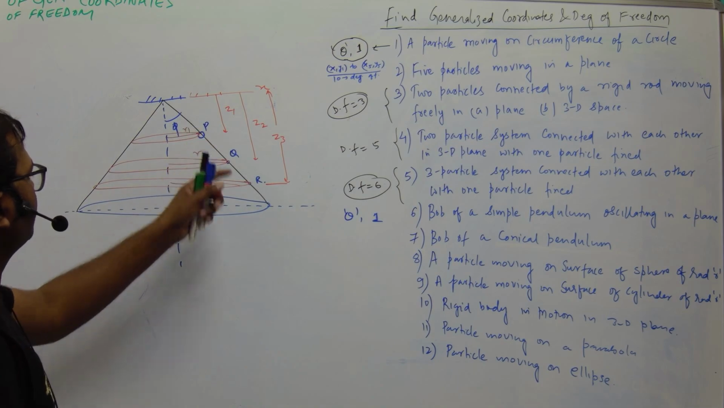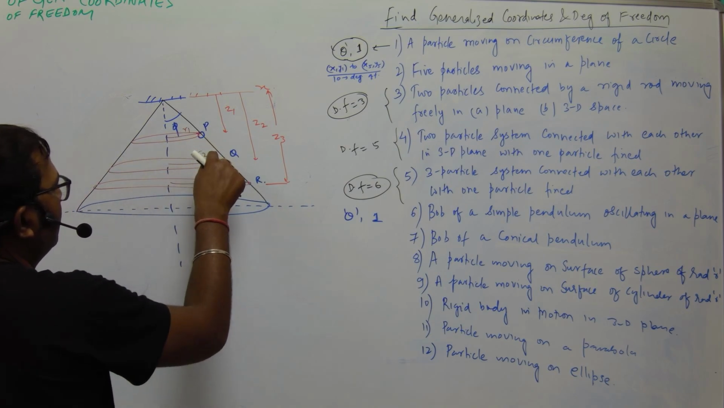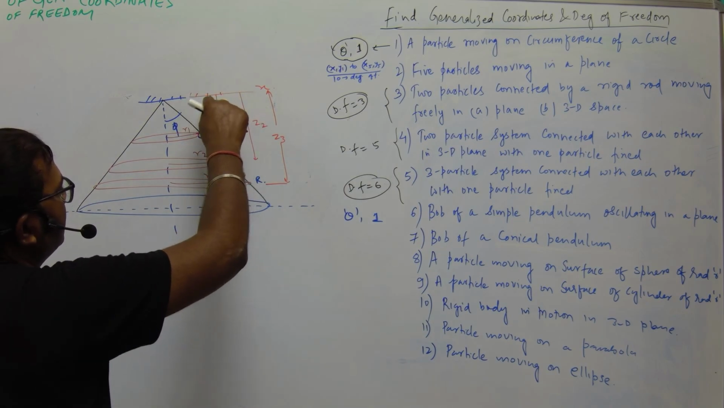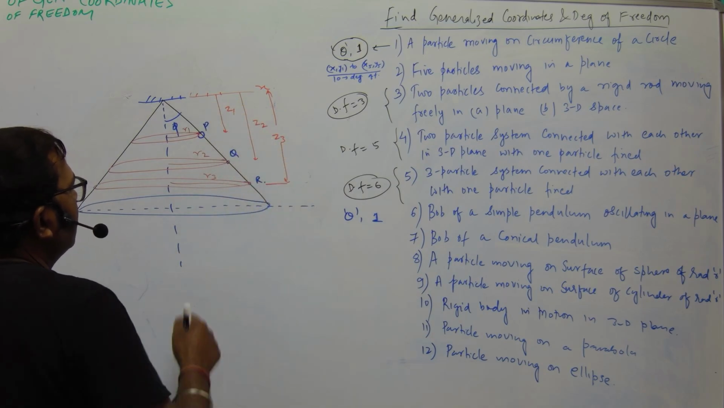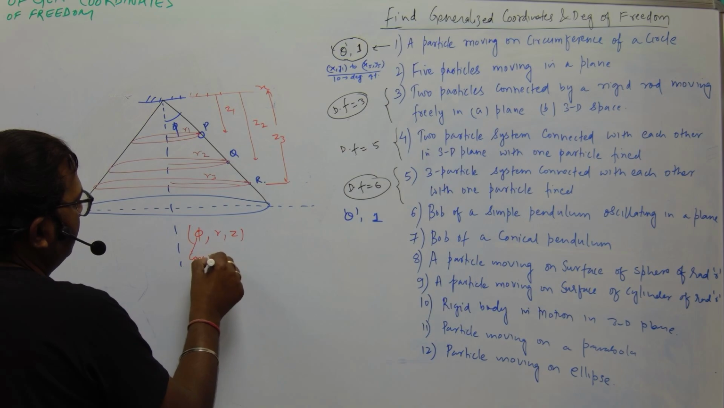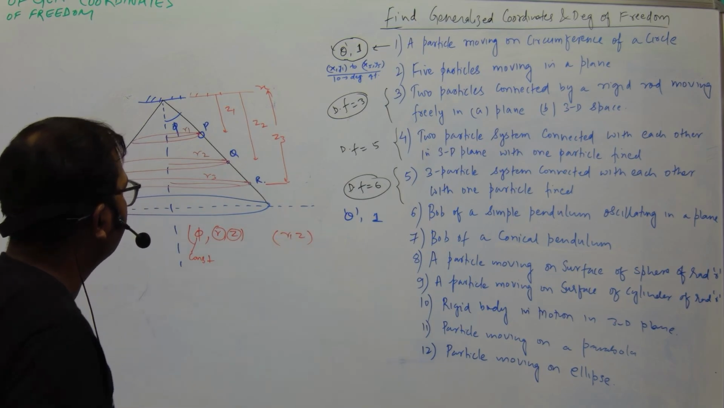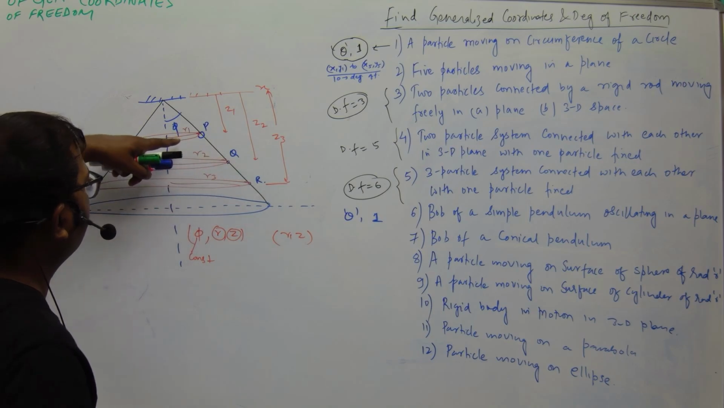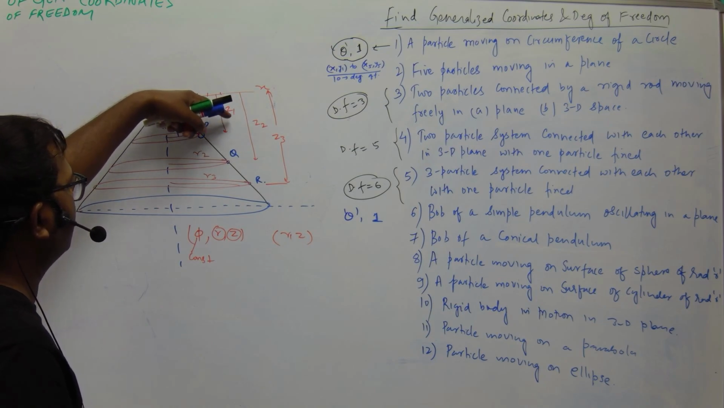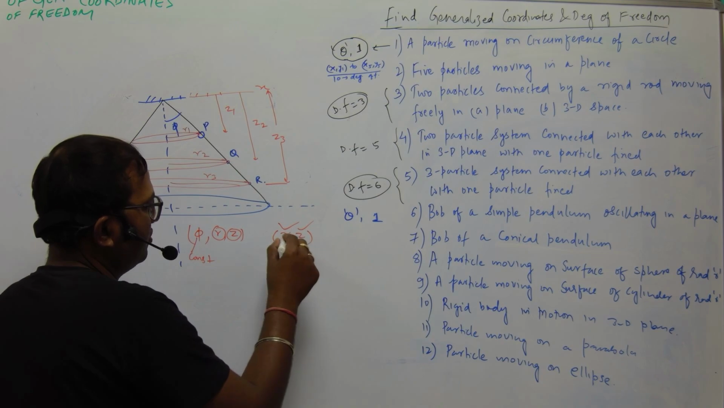So when the position of particle is getting changed from P to Q to R, the radius is getting changed from R1 to R2, R2 to R3, and the distance from x-axis is getting changed from Z1, Z2 and Z3. Because phi is constant, the only change is in the R and Z value. So our generalized coordinates are R and Z. When we move this particle from P to Q, the radius changes from R1 to R2 and the distance from x-axis changes from Z1 to Z2. There is no change in value of phi.